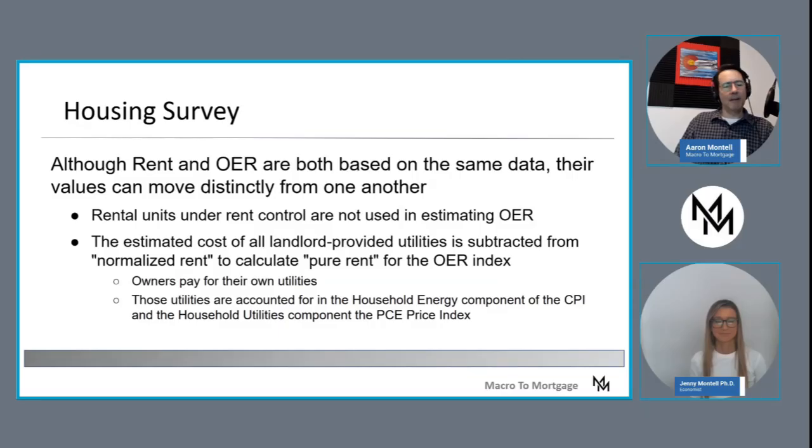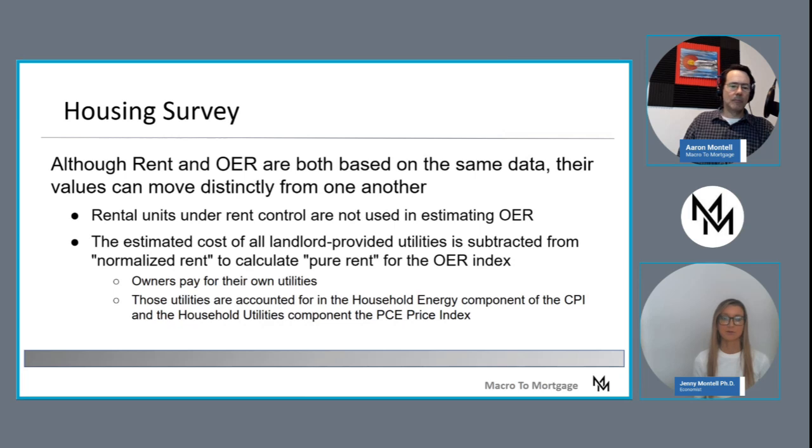So now that we've figured out how they basically make the data apples to apples, as you say, it's still possible that OER and rent can diverge and move in different directions from one another. Yes, thank you, Aaron. Their prices are based on the same data from the same housing survey, but their values can move distinctly from one another because there are certain rental units that aren't used in estimating OER.